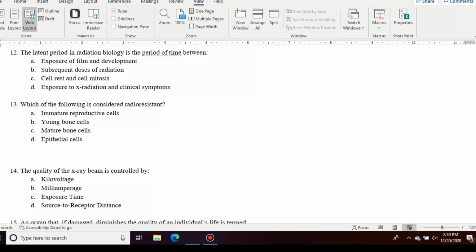Number 14. The quality of the X-ray beam is controlled by A, kilovoltage, B, milliamperage, C, exposure time, or D, source to receptor distance. The quality of the beam is controlled by A, kilovoltage.